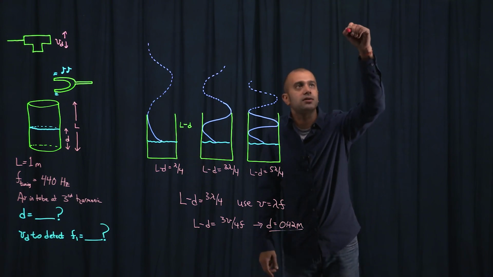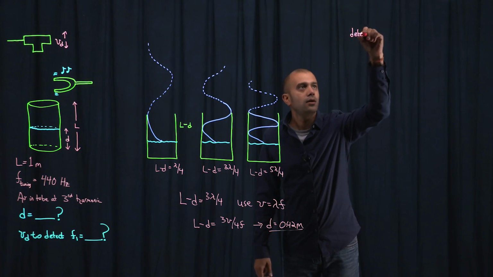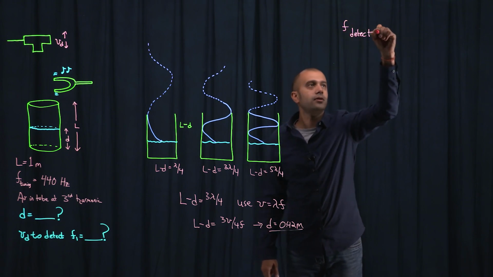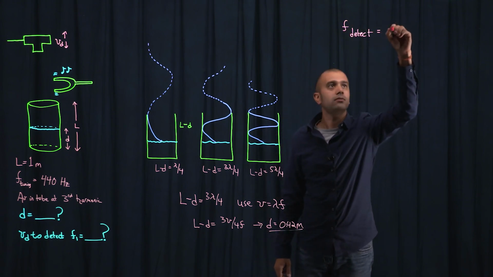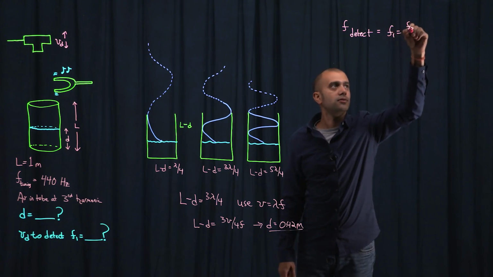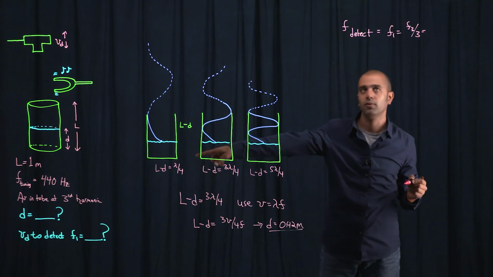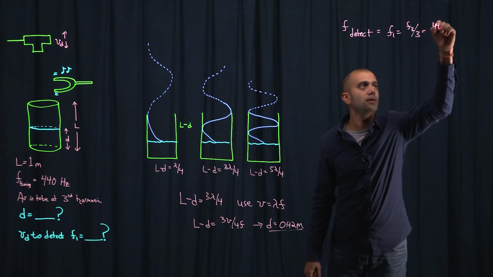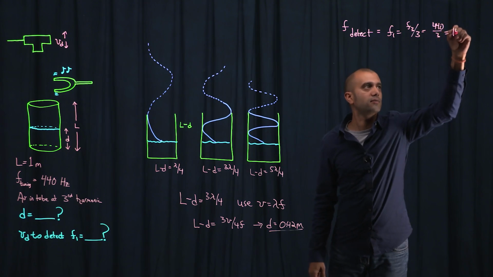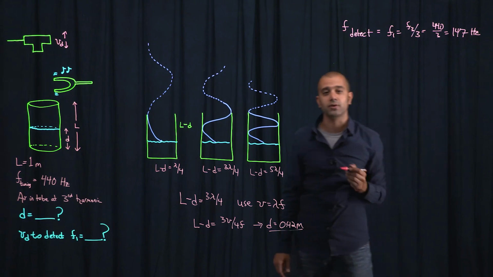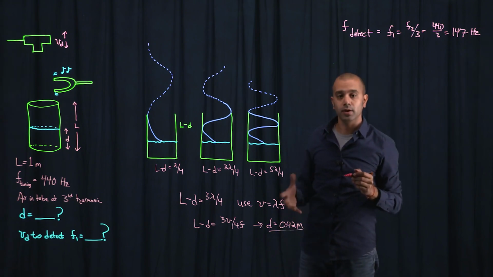So we want to detect, we call that frequency detected, the fundamental, which is the third harmonic divided by 3. The third harmonic is 440, divided by 3 gives us 147 hertz. So we want to detect a frequency of 147 hertz. Now how do we do that? We're going to utilize the Doppler effect.